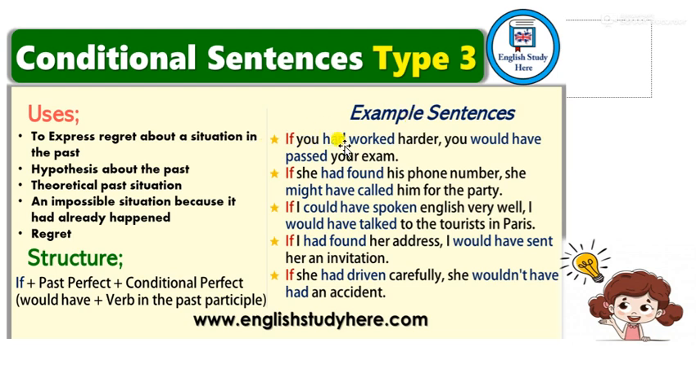Example sentences. If you had worked harder, you would have passed your exam. If she had found his phone number, she might have called him for the party. If I could have spoken English very well, I would have talked to the tourists in Paris. If I had found her address, I would have sent her an invitation. Last one: if she had driven carefully, she wouldn't have had an accident. If you had worked harder, you would have passed your exam. Okay.